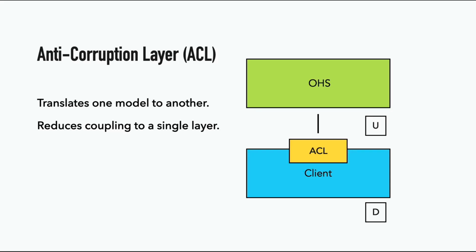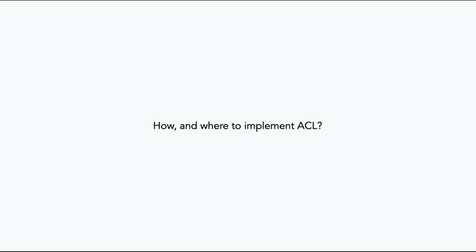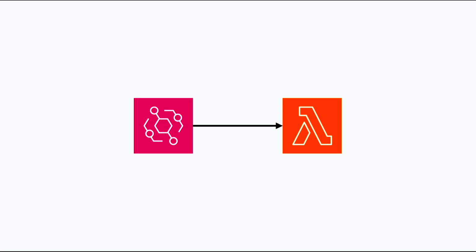So this week, you learned about anti-corruption layers and how it protects a downstream team from changes in the upstream team. But how and where should we implement this anti-corruption layer within an event-driven architecture involving EventBridge and Lambda?